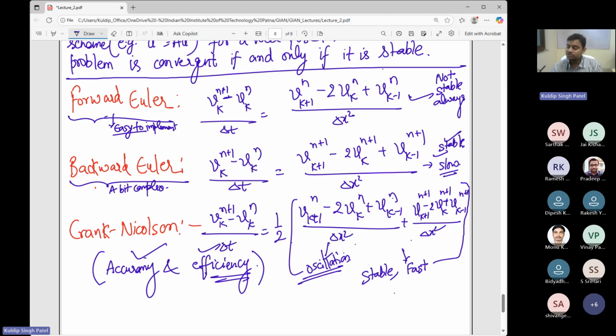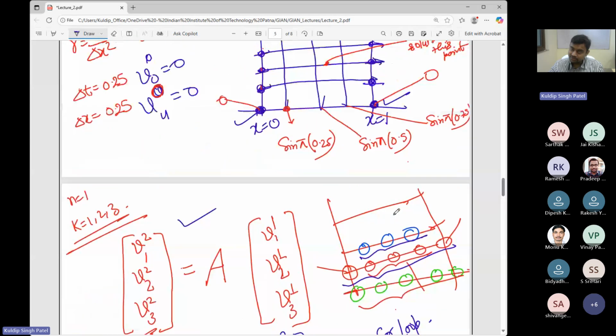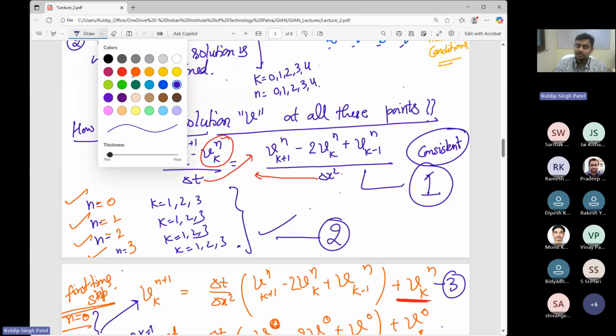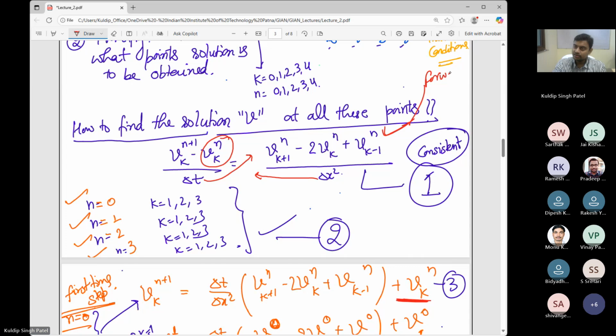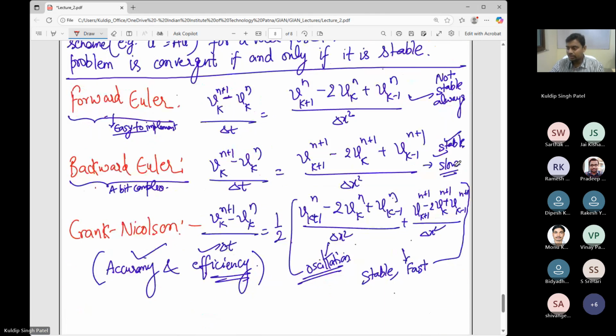Now it is your choice which scheme you want to go for. If you don't want any oscillation and you are okay with slow, go for backward Euler. If you want a fast method, go for Crank-Nicolson. If you want something very easy to implement, that's why I told you forward Euler, because it is easy to implement. You see what we did: here it is N only, and here it is N only. So this is nothing but forward Euler. If you want a very easy scheme, you go for forward Euler. I hope I'm clear.